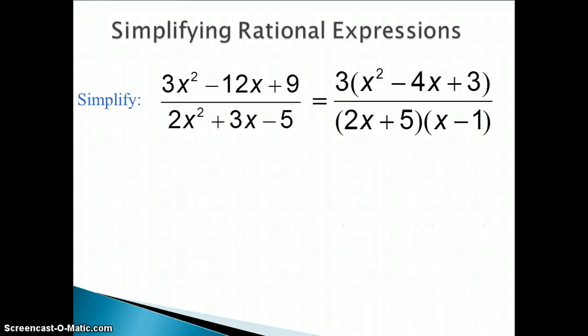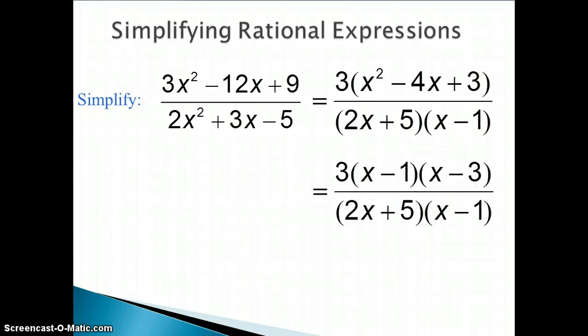Now notice that this is not factored completely yet because we still have a trinomial in the numerator that may factor further. And it does, so go ahead and pause and factor that. And you should have come up with the factors x minus 1 and x minus 3. Now the top and bottom have been factored completely, which means now we're ready to cancel common factors that we see in the top and the bottom. Notice we have common factors of x minus 1 that we can cancel, but that's all that we can cancel.